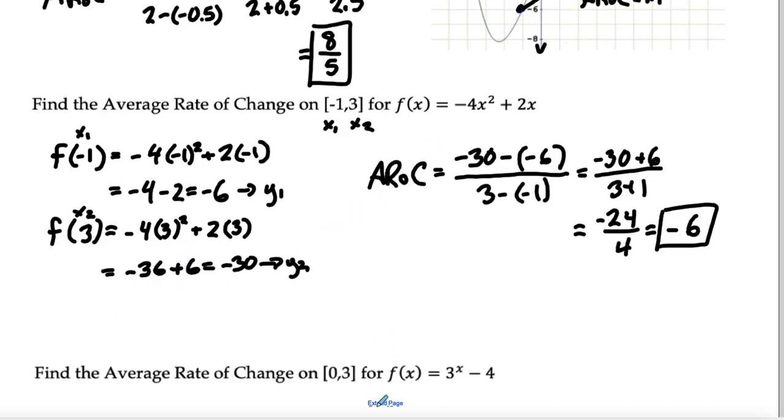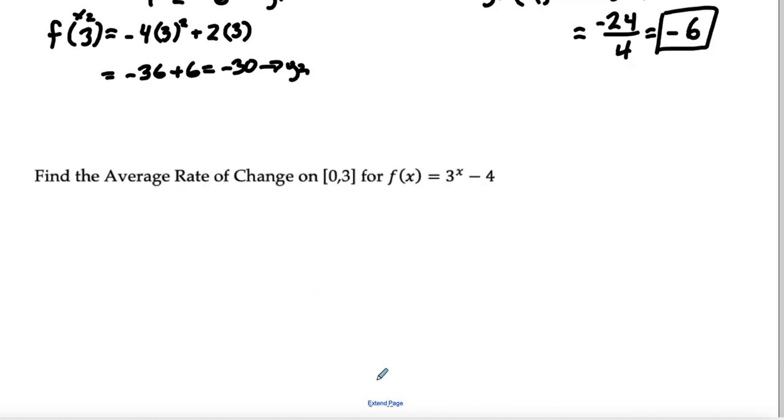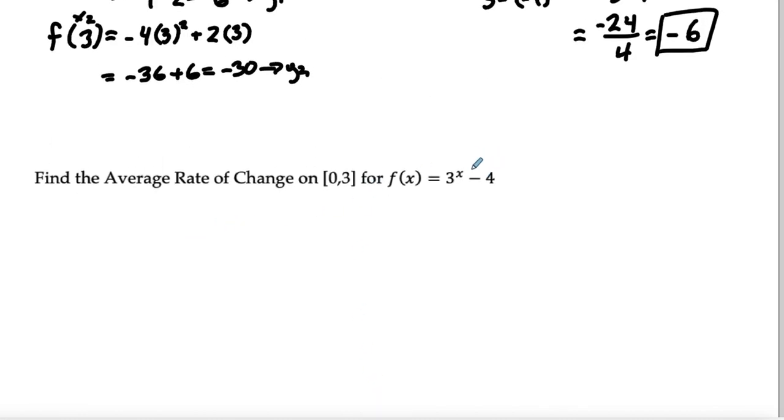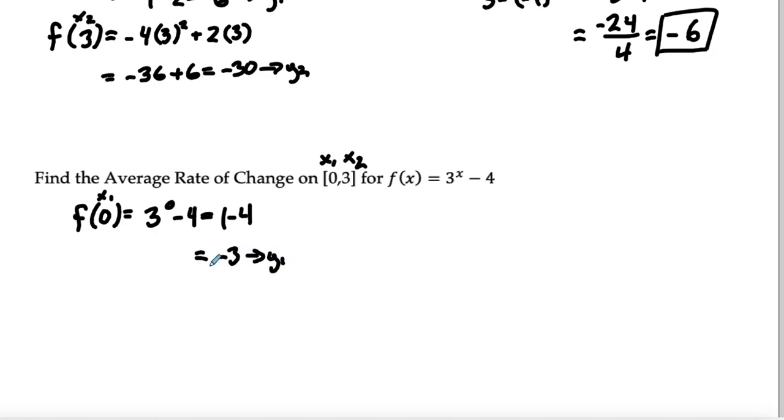Okay, let's do the last one. We're going to use an exponential function: 3 to the x minus 4. Again, we have our x1 and x2 right here. I'm going to input 0 as my x1. Remember, 3 to the 0 is just equal to 1. So that's 1 minus 4, which equals negative 3. That is going to be my y1.